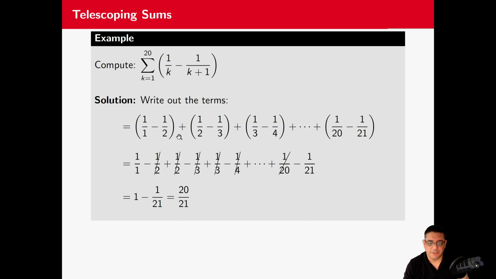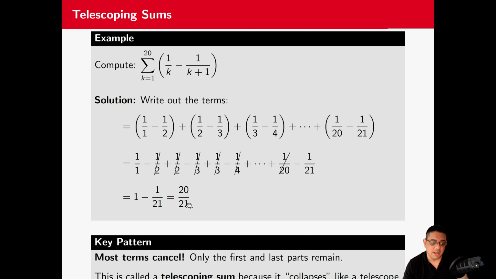Notice that we have a bunch of repeated terms that can cancel each other. So this 1 half cancels with this 1 half, this 1 third with this 1 third, and so forth. What ends up happening with this type of sum is that it gives me the initial term minus the last term. So you can very quickly find the sum of all these numbers, computed as the first minus the last term. Most of the terms cancel, and only the first and the last remain. This is called a telescoping sum because it collapses like a telescope.